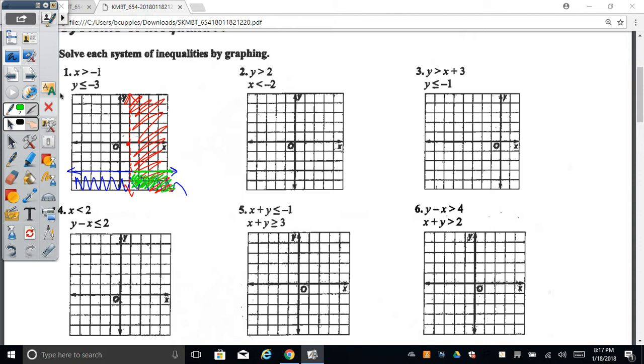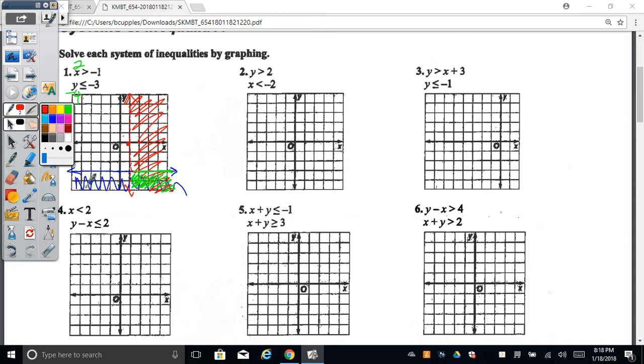If I go over 2, is that greater than negative 1? Yes. If I go over negative 4, is that less than or equal to negative 3? Yes. So we're looking for all of the possibilities that would satisfy both inequalities. So if we look at the next one, let's go ahead and change colors here.